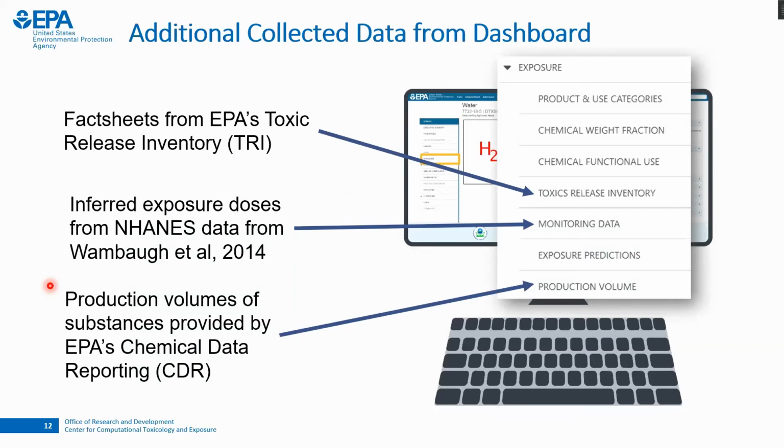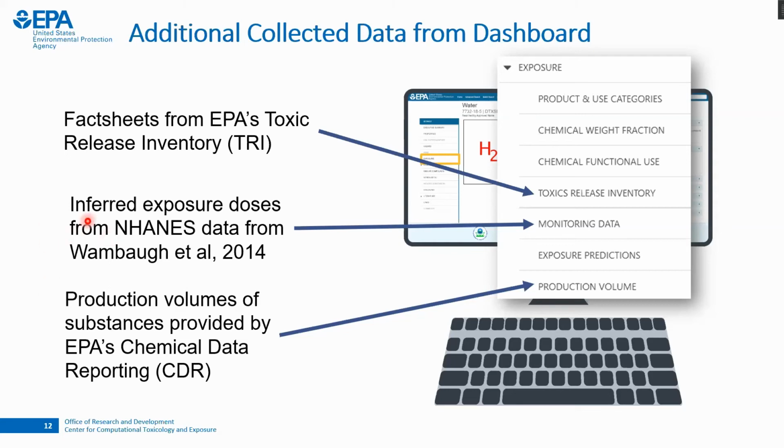There are a couple of other pieces of collected data on the dashboard that I'm not going to go into too much detail with today, just because there's other data I've got to get to. Two of these are pieces of data released by another office within EPA: the Toxic Release Inventory, TRI, fact sheets, as well as the production volumes from EPA's Chemical Data Reporting, CDR. These each have their own websites and data sources that we pull in at intervals onto the dashboard, so there's information about them as well. As I said, I won't spend too much time with them.